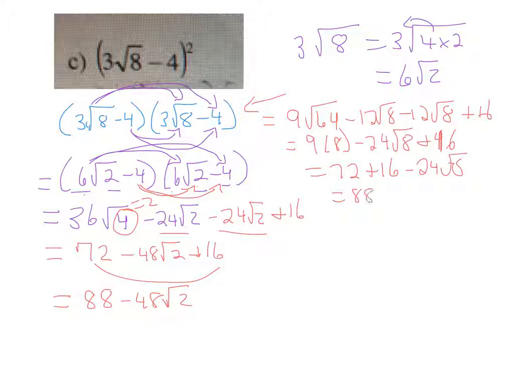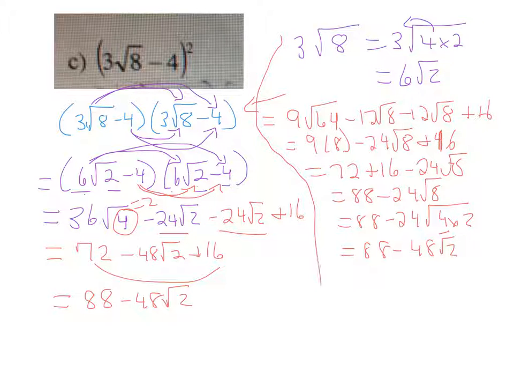Equals 88 minus 24 root 8, equals 88 minus 24 root 4 times 2. Square root of 4 is 2. Bring it out. 24 times 2 is 48 root 2. So you get to the same answer either way. It doesn't matter whether you see that simplifying or not. You're still going to get the right thing. It's just you're working with a little bit bigger numbers, okay? So I hope that helps.